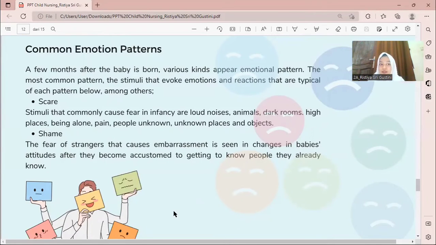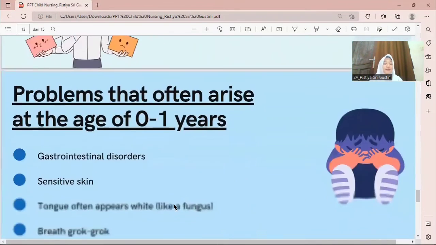Okay, and the fear of strangers that causes embarrassment changes in babies. Attitudes change after they become accustomed to getting to know people they already know.